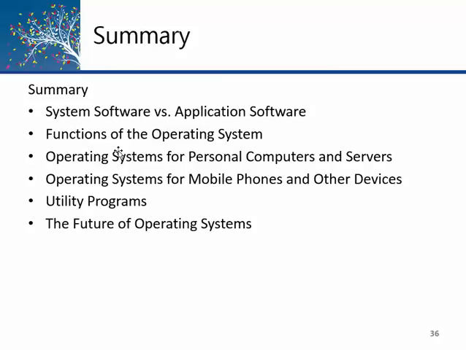What about for mobile phones? The 2 most common are Android, which is open source from Google, and biggest worldwide, and iOS from Apple, which is the biggest in the United States. Utility programs and the future of operating systems.